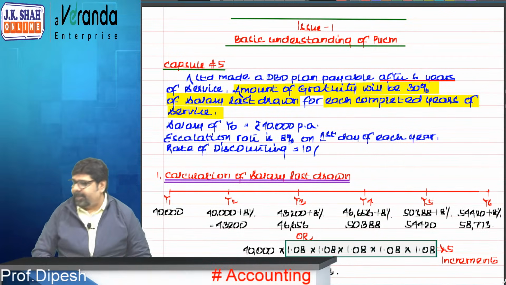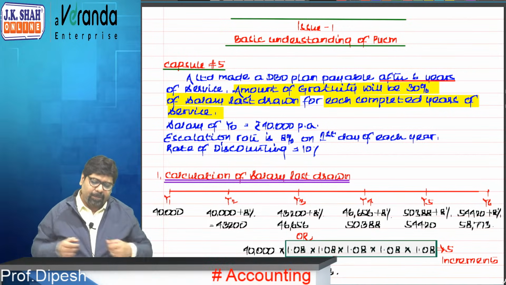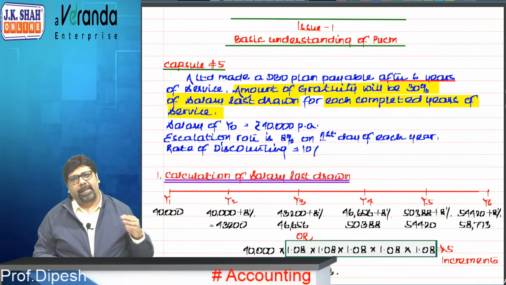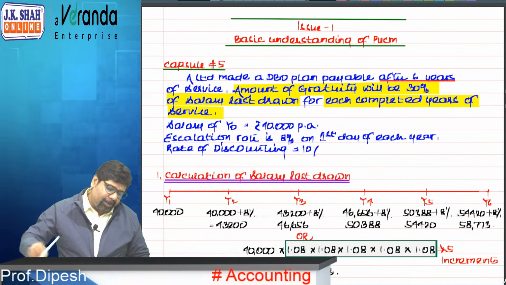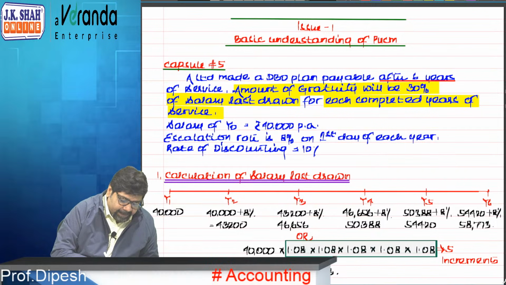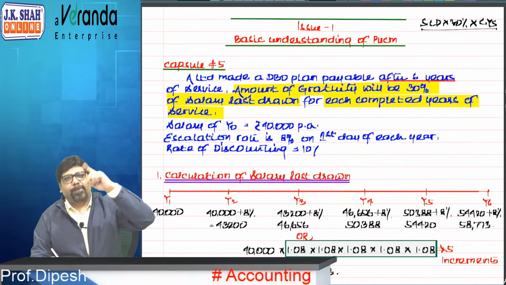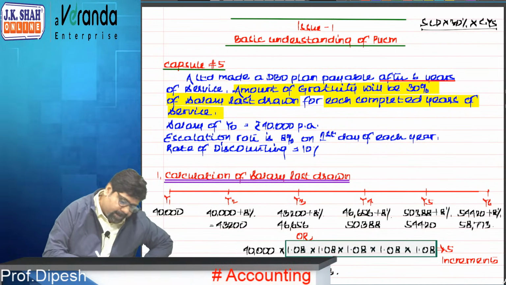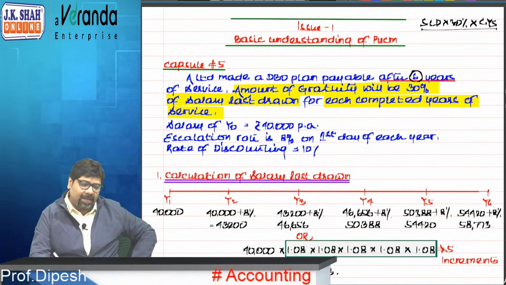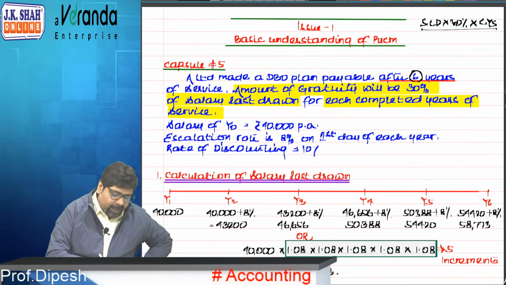Okay, Arya. What are you supposed to pay? You are supposed to pay 30% of the salary for each completed year of service. How much are you supposed to pay? Salary last drawn into 30% into completed years of service. This is the amount which you are supposed to pay him on retirement. And retirement is coming after how many years? 6 years. So, salary last drawn into 30% into 6 years.